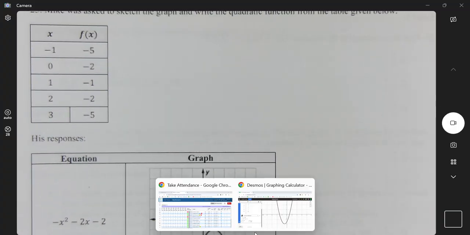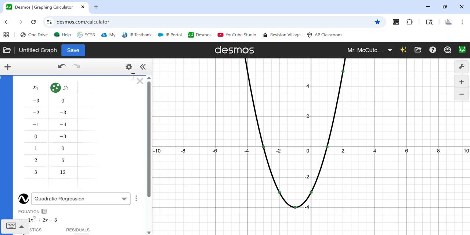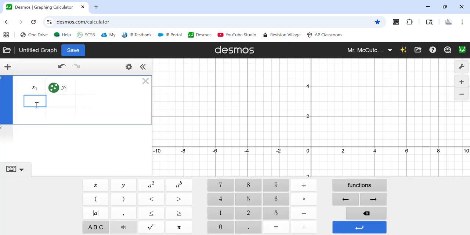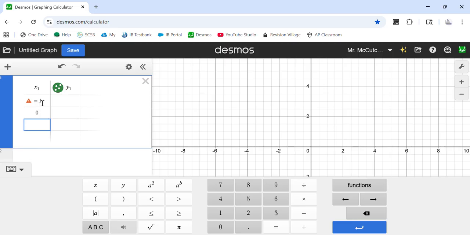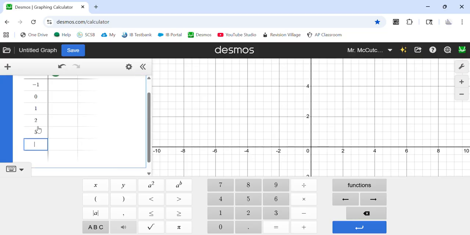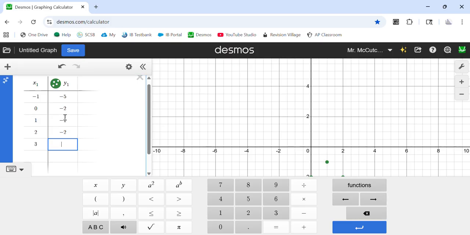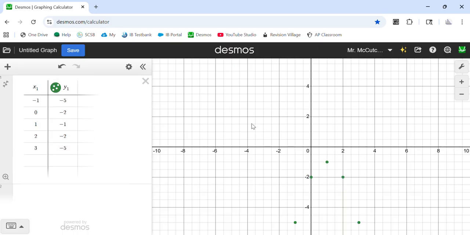So we go back to Desmos. I'll just clear this. Plus sign, table, -1, enter, 0, enter. Sorry. Try that again. There we go. After 0, we have 1, 2, 3. Okay, great. My y values were -5, -2, -1, -2, -5. Thank you, Desmos.